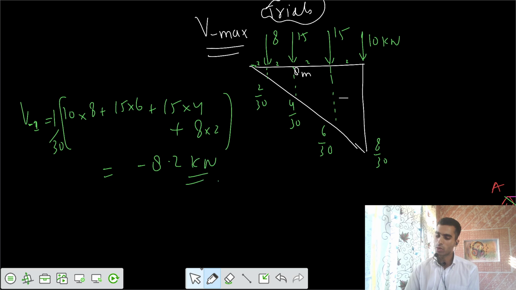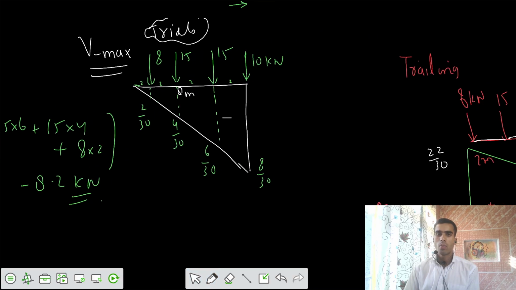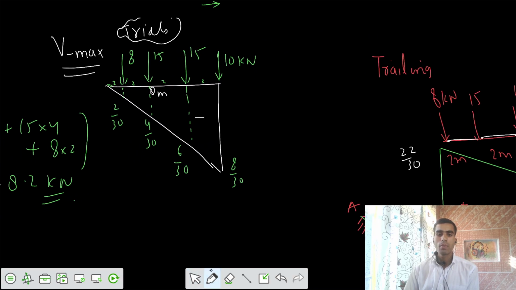And if I apply one more trial, maybe there is a chance that, because the 10 kilonewton has a low peak, if I keep the 15 kilonewton on the peak of negative Vmax, I might get a higher maximum value. Let's check that trial also. That means I try to move the loads in this fashion.